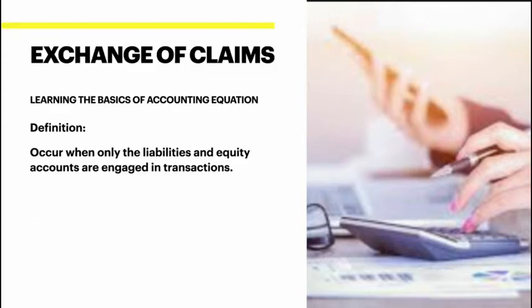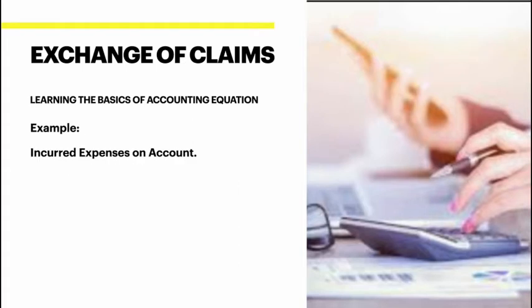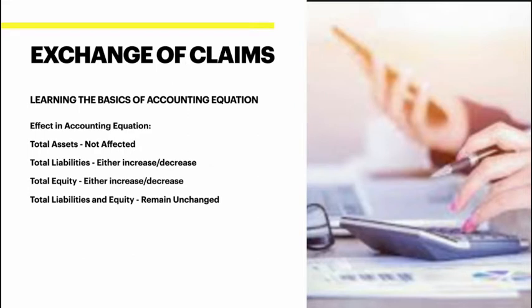An exchange of claims only occurs when only the liabilities and equity accounts are engaged in a specific transaction. One of the best examples of exchange of claims is the incurrence of expenses on account. We should remember that in exchange of claims, the total assets is not affected, while the total liabilities will increase with corresponding decrease in equity, or the liabilities will decrease with corresponding increase in equity, and will have no effect in the aggregated totals of the liabilities and equity account.